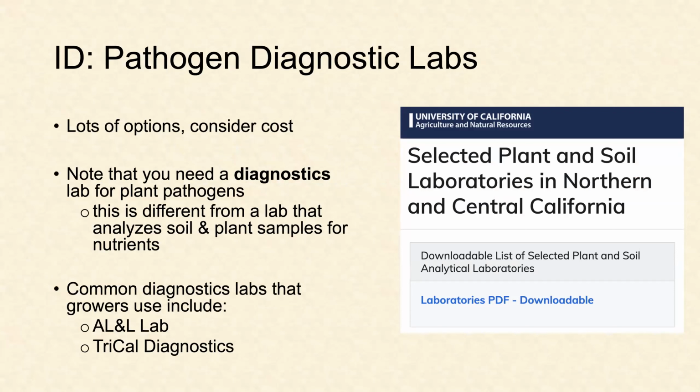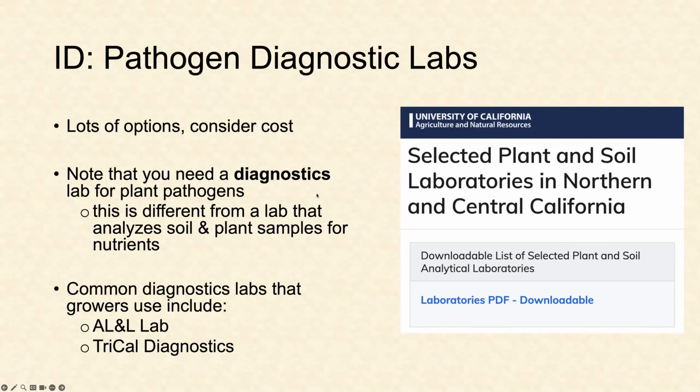So let's say you see some symptoms of Fusarium in strawberries, or you're just not totally sure, and you want to know with a lot of confidence what you're dealing with. You can look into pathogen diagnostic labs. There's quite a few out there. You just want to consider cost. You can always call ahead of time or look at their websites. There's a really nice selected plant and soil labs in Northern and Central California list on the UCNR website. It's a downloadable table of tons of different labs if you want to compare them.